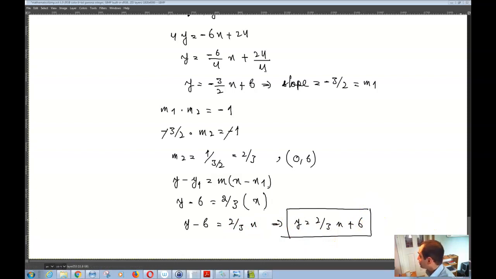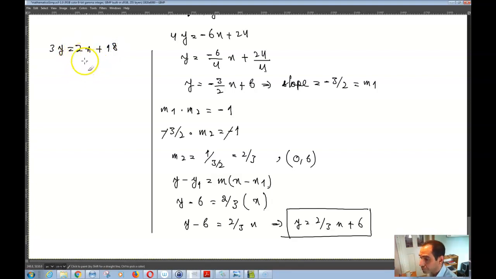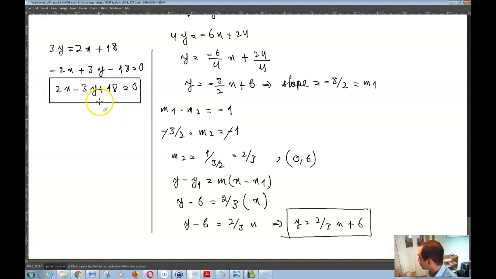Or you can rewrite this equation. They have rewritten it in another way. Multiplied by 3, you will get 3y is equal to 2x plus 18, and then you can write it as negative 2x plus 3y minus 18 is equal to 0, and then as 2x minus 3y plus 18 is equal to 0, and that's the answer that they have gotten in the book. Any answer, of course, is correct.